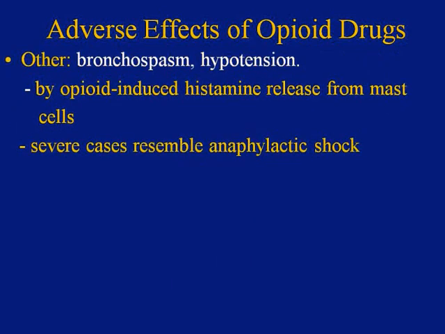And then there are other adverse effects such as bronchospasm and hypotension, and this is due to histamine being released from mast cells, resulting in lower blood pressure and all that. And it actually resembles anaphylactic shock, and so this is yet another side effect of opiate drugs.